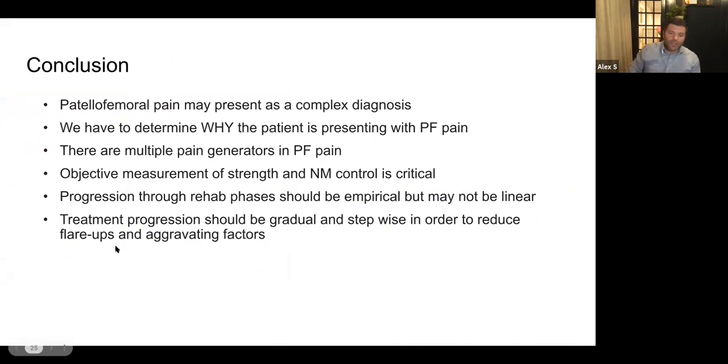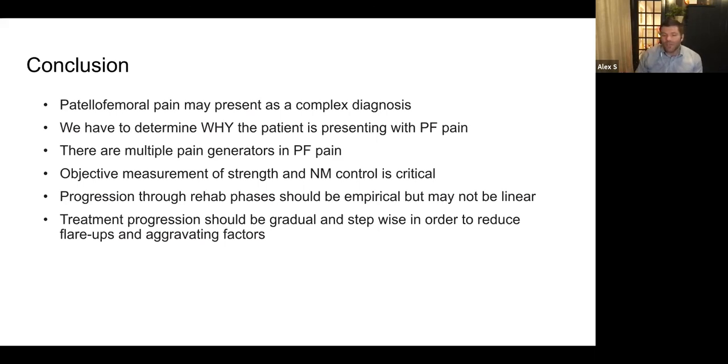So in conclusion, I didn't want to go too long. We have to save some time for questions, but patellofemoral pain is a complex diagnosis. We have to determine why the patient's having pain. There are multiple pain generators, and that is all, outside of really the use of objective measures in this setting. I think that's something as clinicians, you have to have a consistent way of testing that you can really objectify. What am I seeing? Why am I seeing it? How do I get this person better?